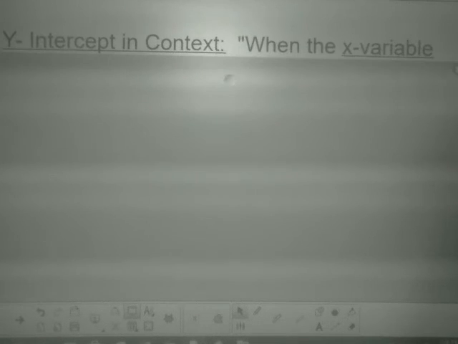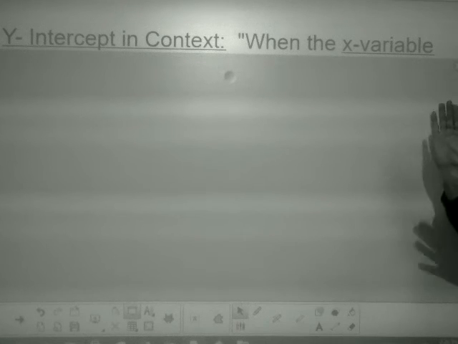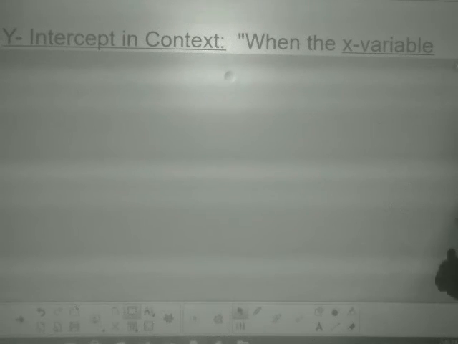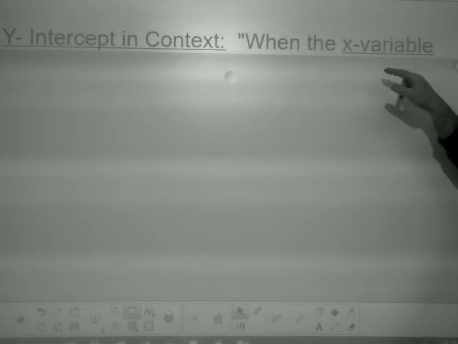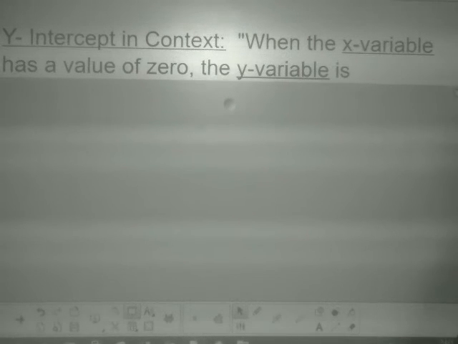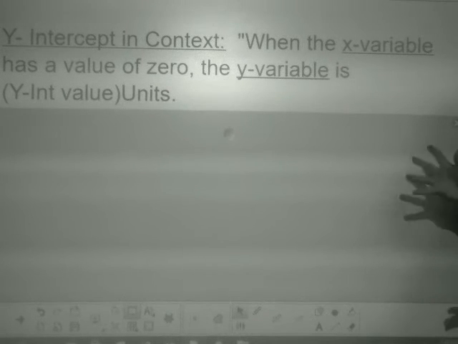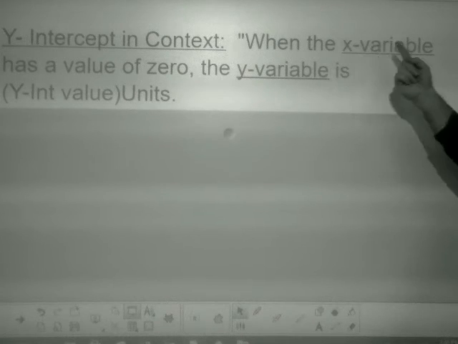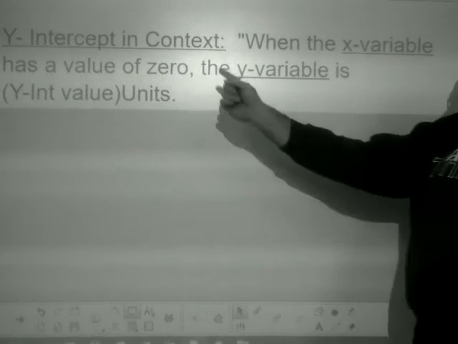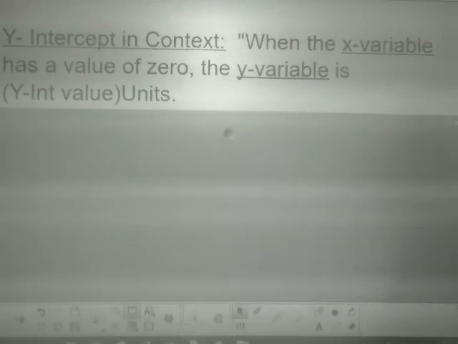Y-intercept. Well, I think you learned in earlier grades that it's when the line hits the y-axis. It's when the line intercepts the y-axis. But for this course, we're going to put a little more meaning to it. It's when the x variable has a value of 0, the y variable is whatever the y-intercept value is, in its units. So we state that by saying, when the x variable has a value of 0, the y variable has a certain value in units.